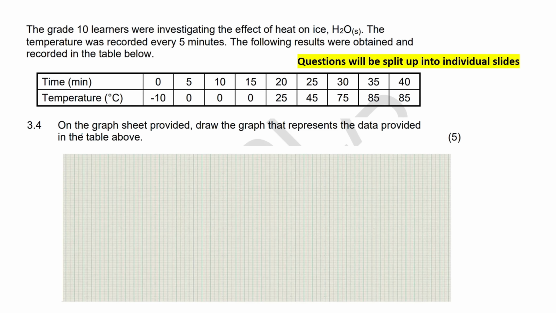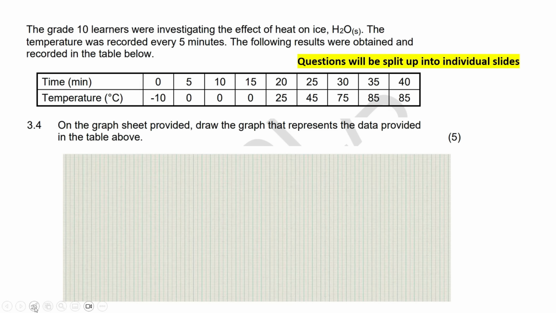Now, this question says, on the graph sheet provided, and this is the ugly graph sheet that they provided. Have you ever used one of those brown books? I don't know. My parents used to buy me these ones and I hated them. If you write too hard, your pen literally just tears through the paper. On the graph sheet provided, draw the graph that represents the data in the table below.